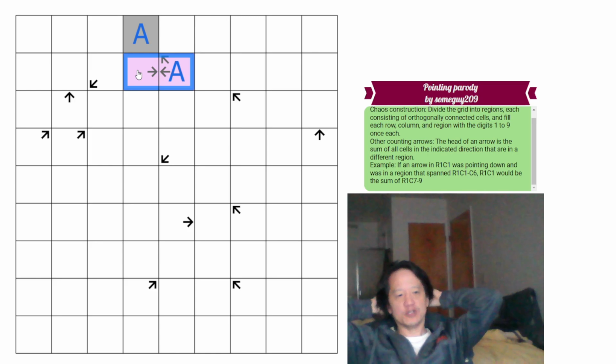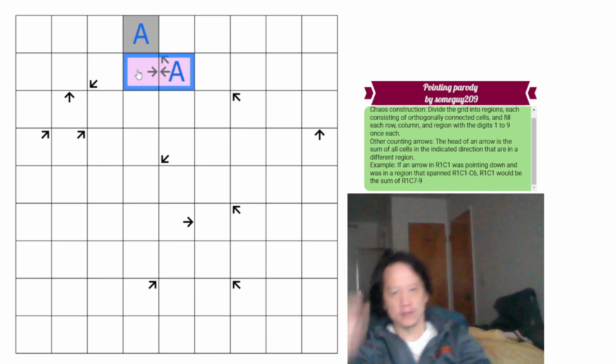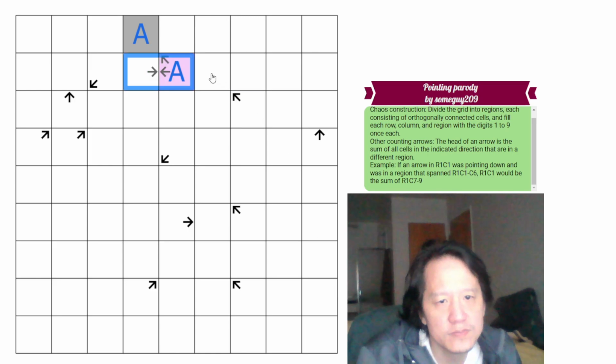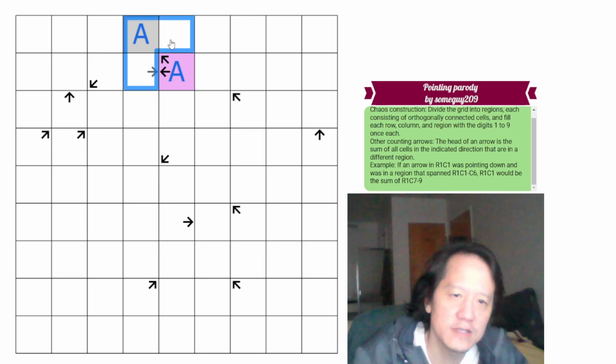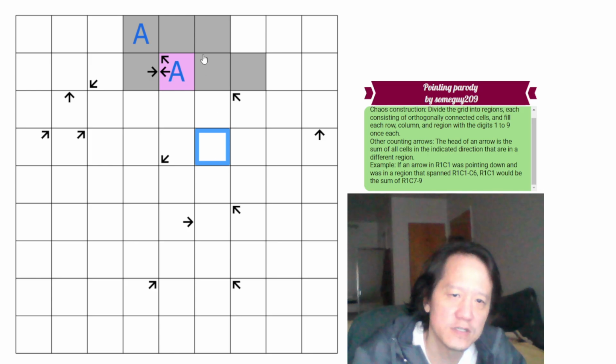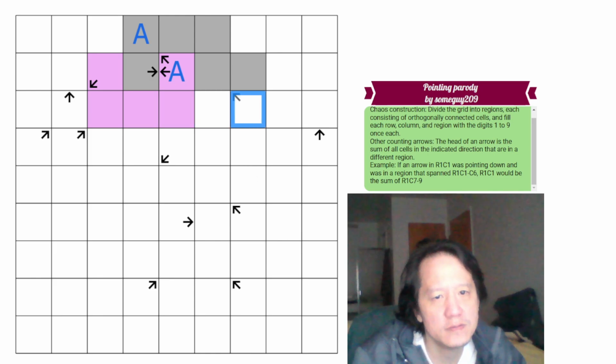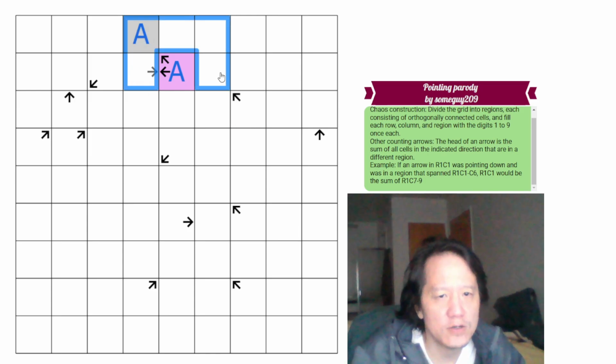If they're the same region, they don't have to be the same region. Oh, wait. Well, I guess it could go something like this, maybe. So it'd have to be something like that, which is doable, right? That's the only way it can go, right?